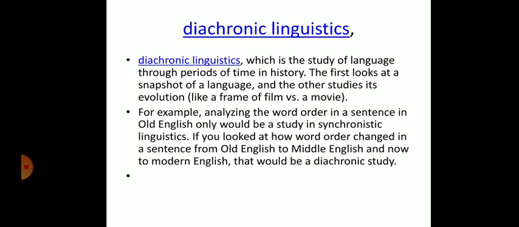For example, analyzing the word order in a sentence in Old English only would be a study in synchronic linguistics, because we would be focusing here on the word structure of English at one specific time period, that is the Old English period. And if we are having another sort of analysis at how word order, word structure changed in a sentence from Old English to Middle English period and now to the Modern English period, then we would be working in the sphere of diachronic linguistics.